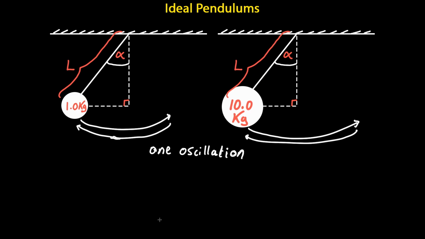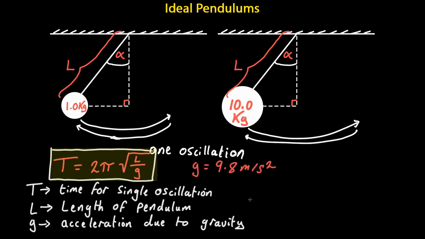So this is a bit of a trick question, because so long as the string is the same length with both pendulums, they're going to swing at the same rate. And this can be proven by this formula here.